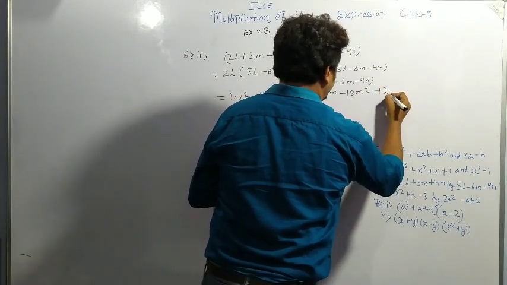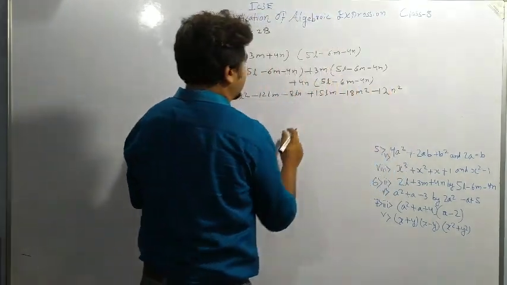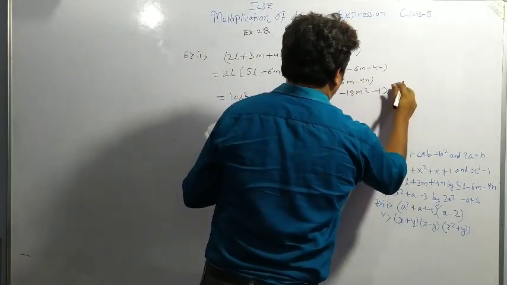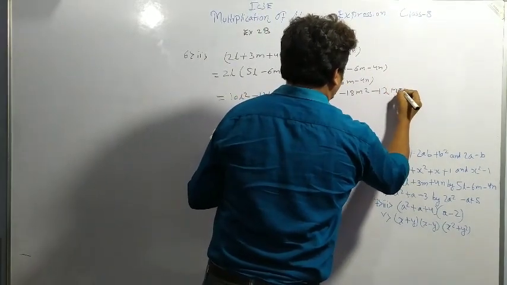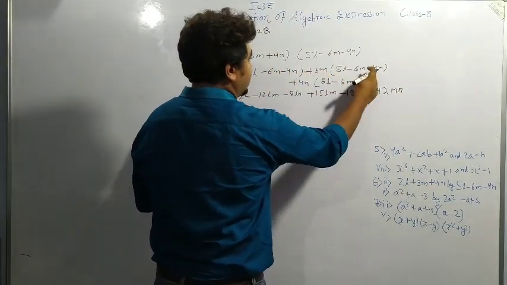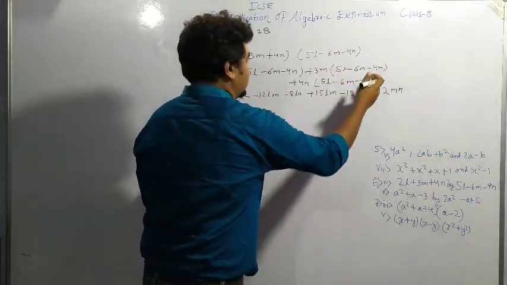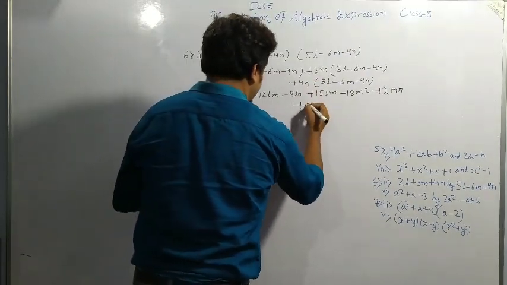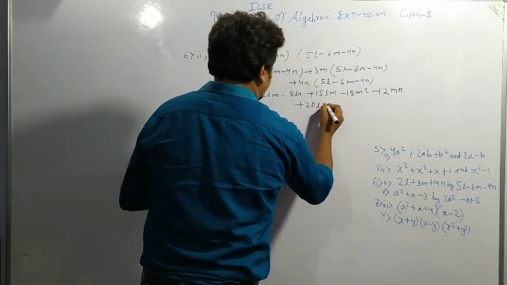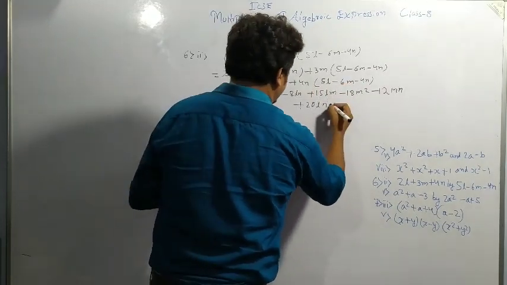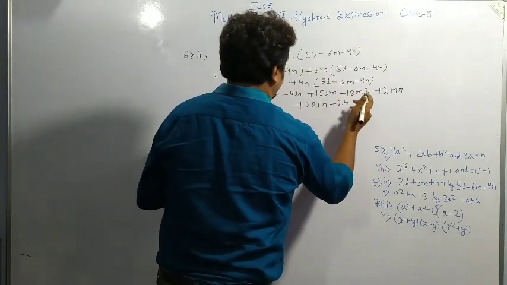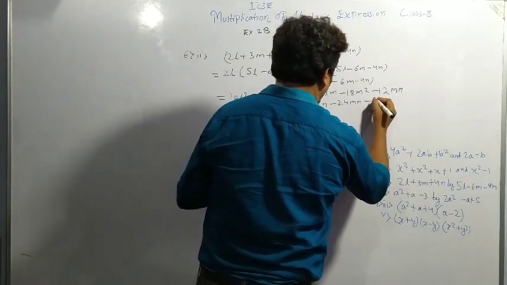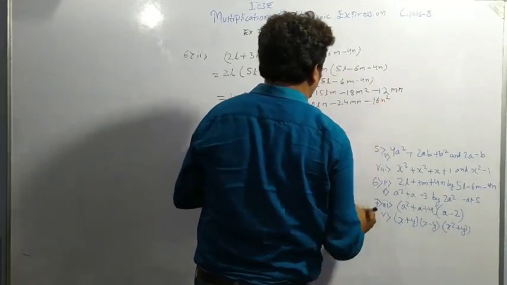We are having minus 12N square. M into N, we are getting M into N. This is not N square. This is M into N. 3 into 4 is minus 12. M into N is minus N. And here again 4 into 5 is 20 Ln. Then 4 into 6 is minus 24 Mn. 4 into minus 4 is minus 16 N square.